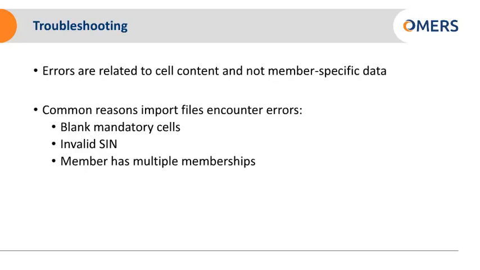During the import stage, the data in the import file is scanned by eAccess to ensure you provided all required information. Import errors will occur if there were blank mandatory cells in your import file, such as SIN, credited service, contributory earnings, etc., you entered an invalid SIN, or you included data for members with multiple memberships.